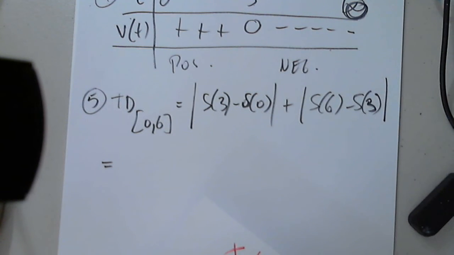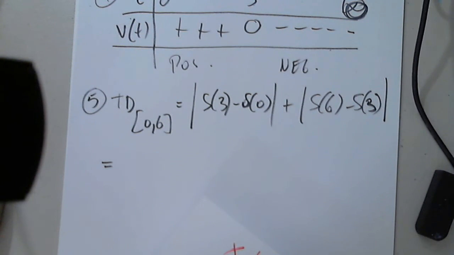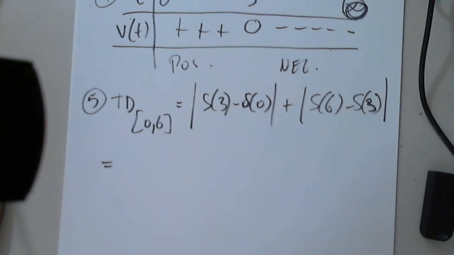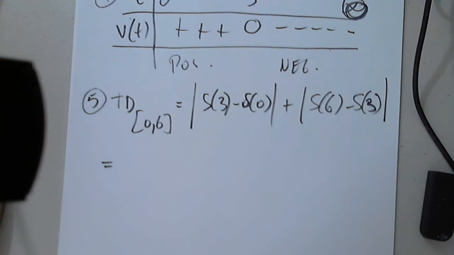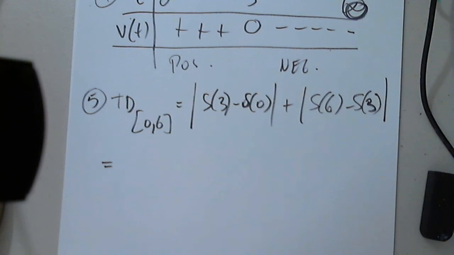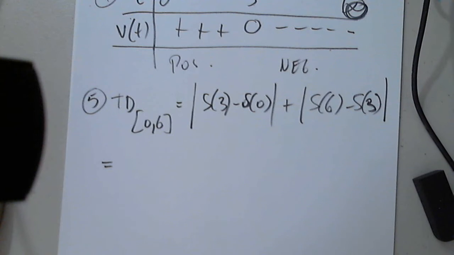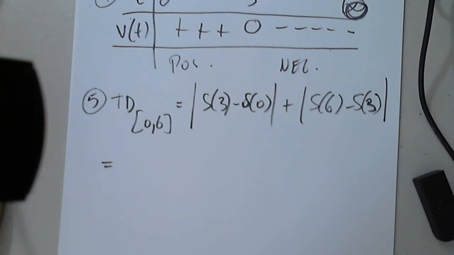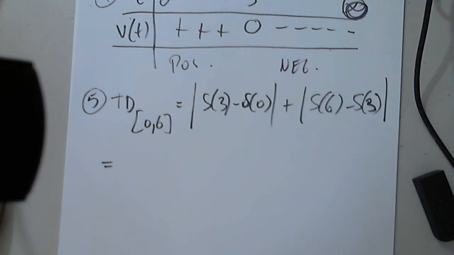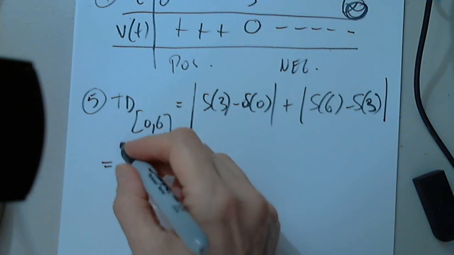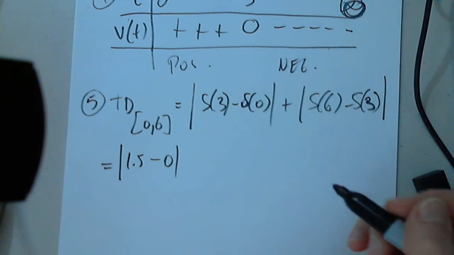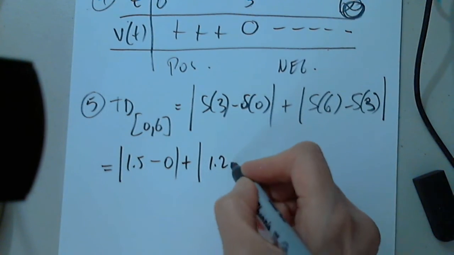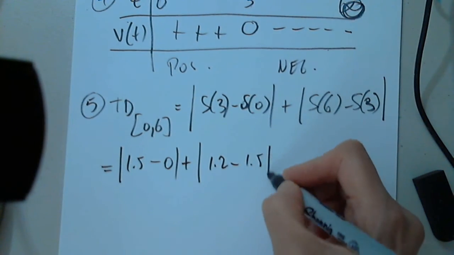So I'll share my screen, and with the graphing calculator, clear everything. That was a masterpiece. I really wanted to keep that there forever. So 9t divided by t squared plus 9. And I plug in 0 and 3 and 6, and I copy. S of 3 is 1.5 minus 0 plus S of 6, 1.2 minus S of 3, which is 1.5.